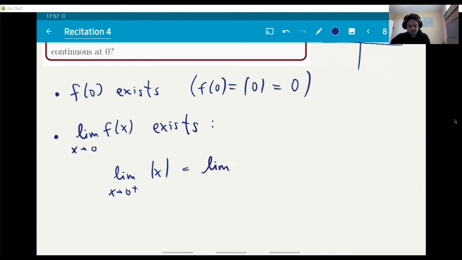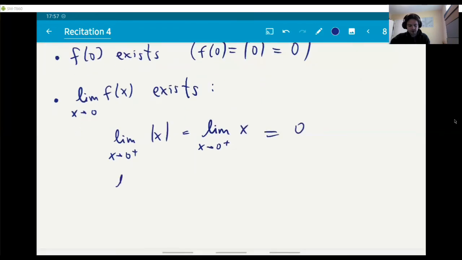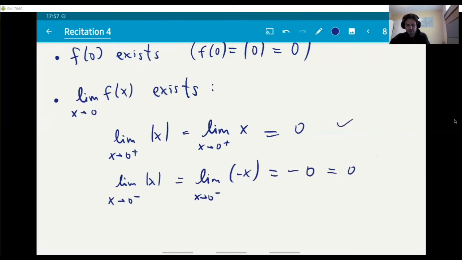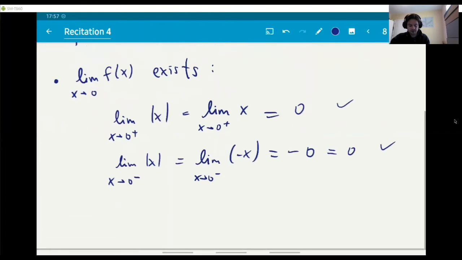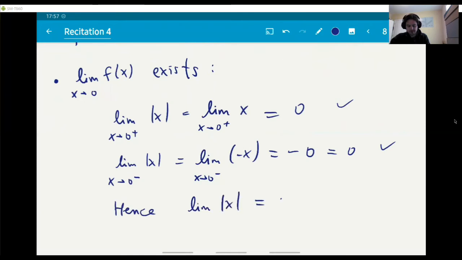But this is very easy. If x is going to 0 from the positive side, that means x is positive, so the absolute value is just x, giving you a 0. And if x is going to 0 from the left, then the absolute value of x is minus x. But the limit of minus x, as x goes to 0, is minus 0, which is 0. They are equal to each other. That's why the limit exists. Hence, not only does it exist, but it is also equal to that same value, 0.